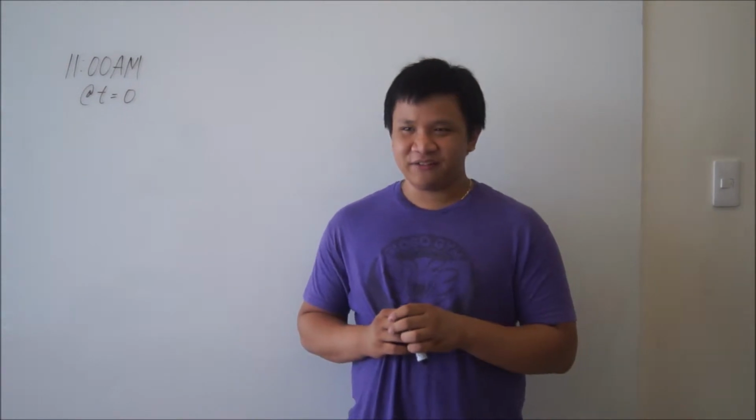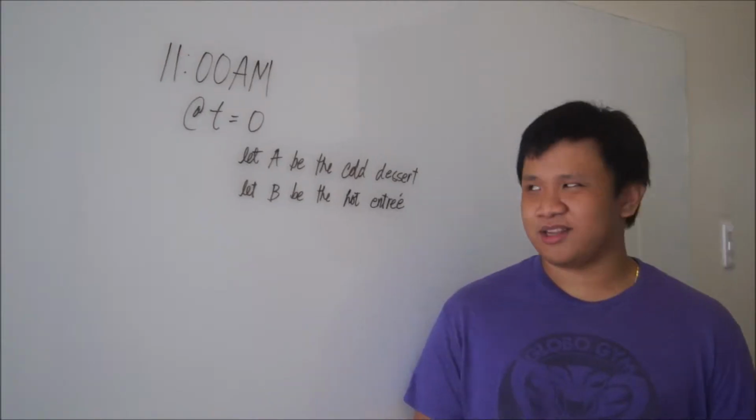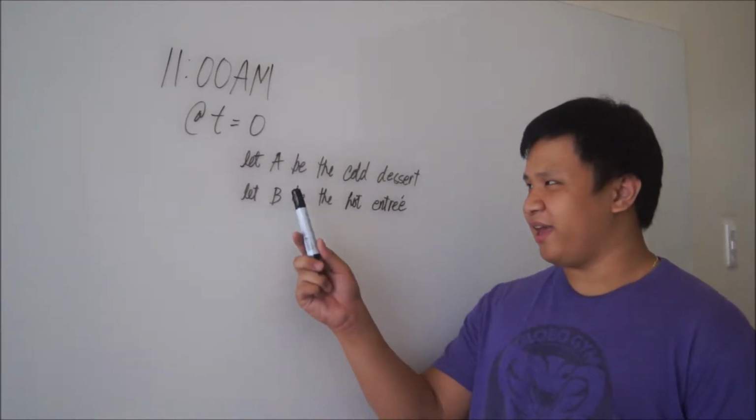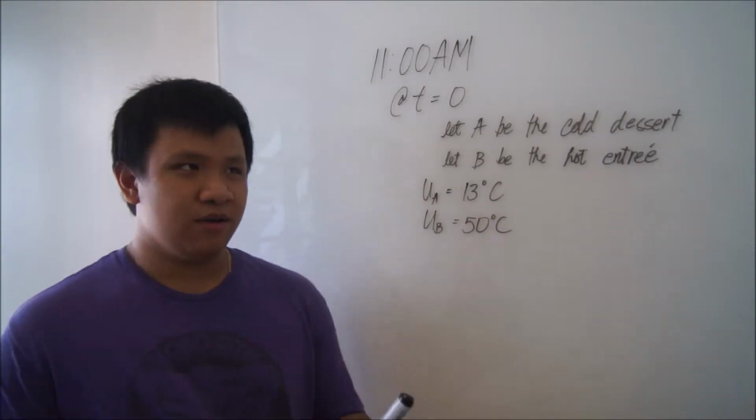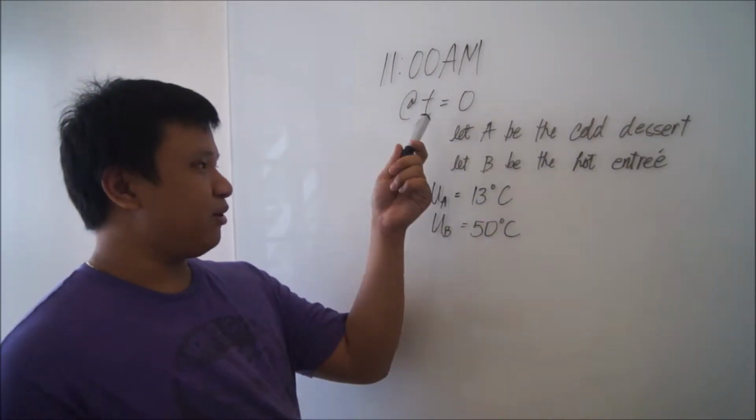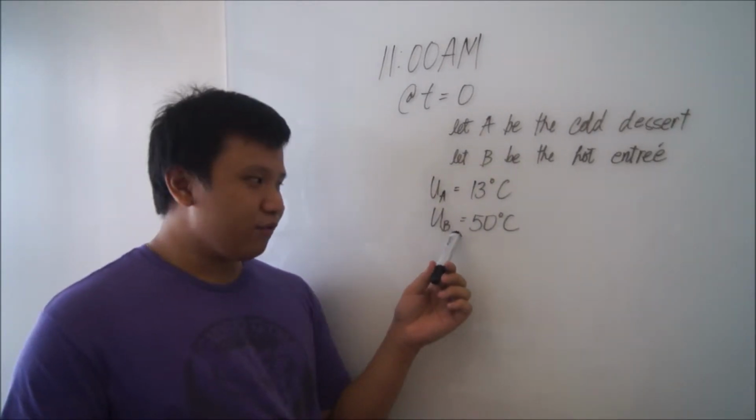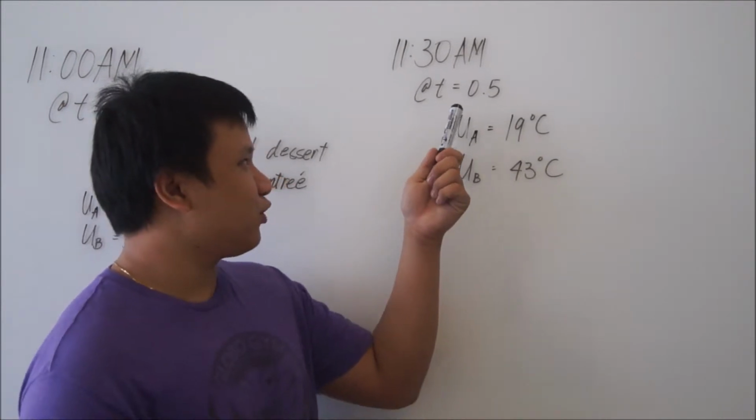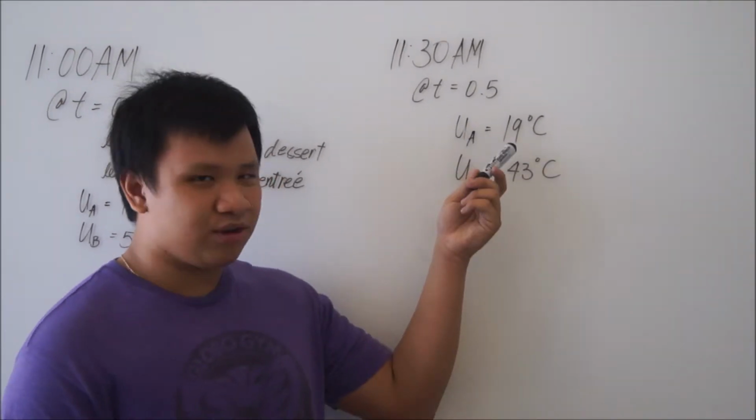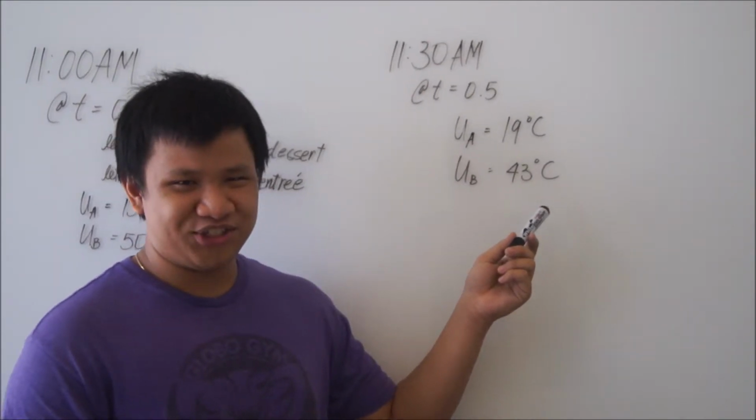First, let us identify the given. 11 a.m. T is equal to 0. So let us assign the values. We'll let A be the cold dessert and B be the hot entree. So at the beginning, at T equals 0, UA is equal to 13 degrees Celsius and UB is equal to 50 degrees Celsius. So at 11:30 a.m., when T is equal to 0.5, UA is equal to 19 degrees Celsius and UB is equal to 43 degrees Celsius.